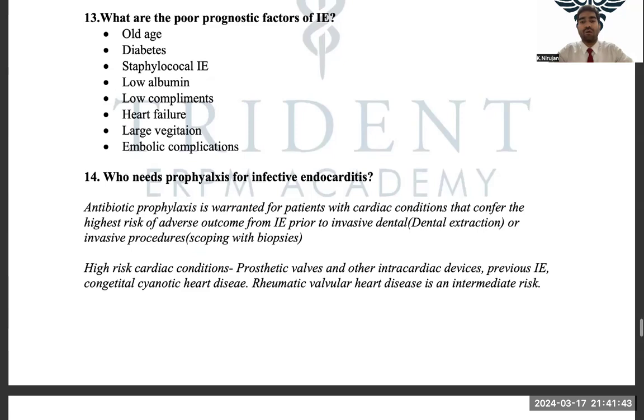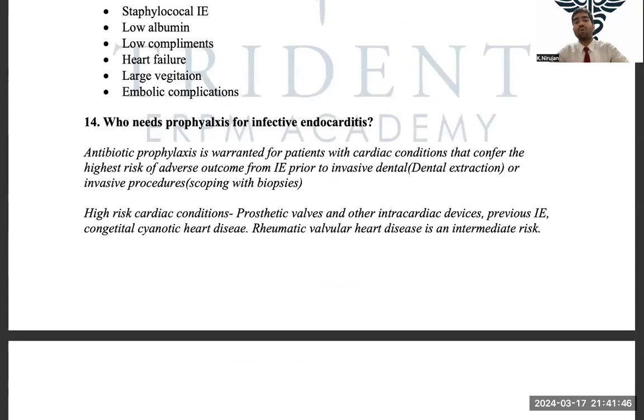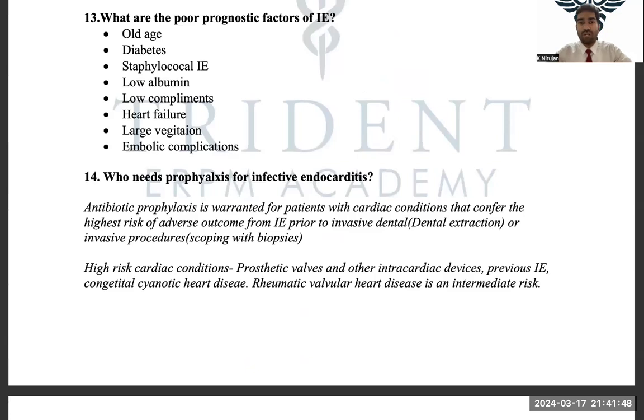And who needs prophylaxis for endocarditis? It's a controversial topic. Those days all the procedures warranted prophylaxis against infective endocarditis. Now what they say is if you have a predisposing heart condition, that is a high risk condition like the prosthetic valve or intracardiac devices, and if you are going for an invasive procedure, I mean dental extraction or scoping with biopsies, then you need it. For example, for a mitral regurgitation patient just going for enamel cleaning, you don't need a prophylaxis. And colonoscopy with mitral regurgitation doesn't need a prophylaxis. But if you are going for a colonoscopy and biopsy, you need it.